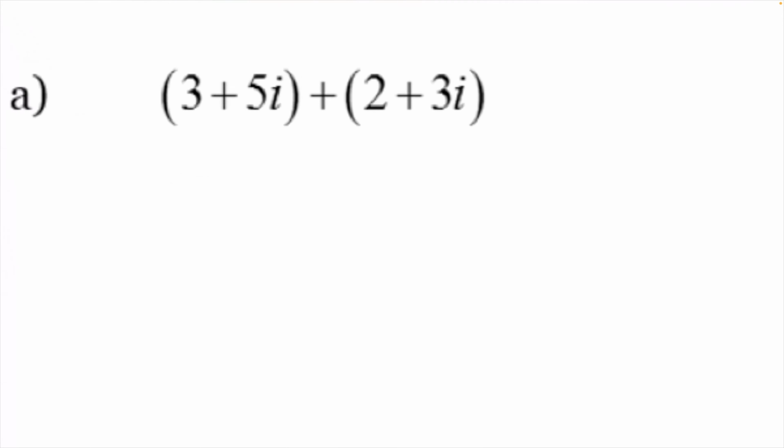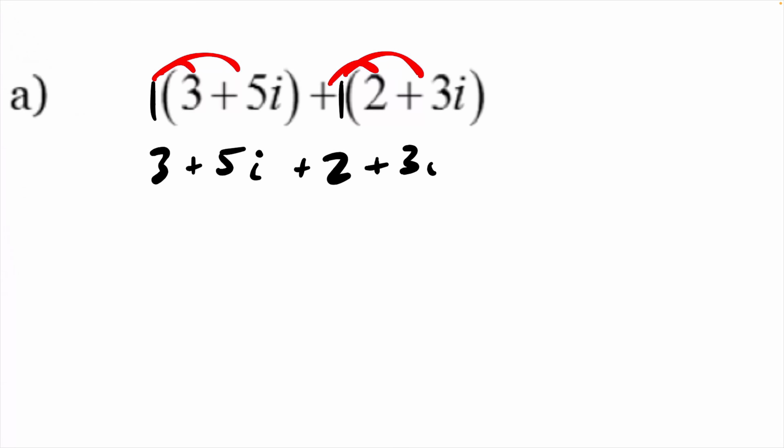So imagine that was x. 3 plus 5x, 2 plus 3x. What would we do if those were x's instead of i's? We combine like terms, right? What would we do first, though? How would I get rid of the parentheses? Yeah, right? Multiply by the missing one that's in the front, right? So we get 3 plus 5i and then plus 2 plus 3i.